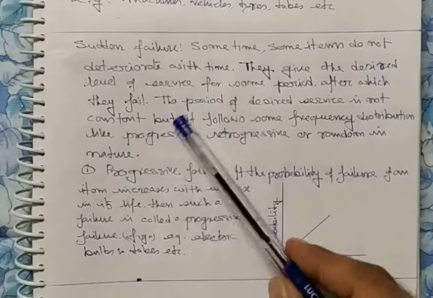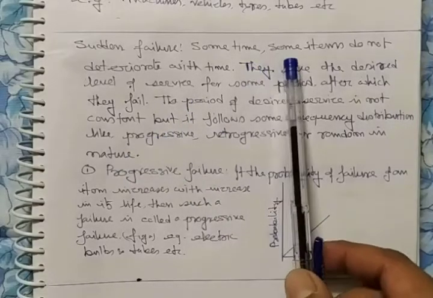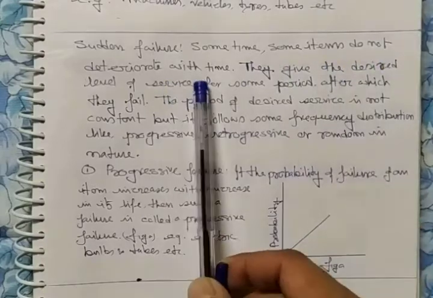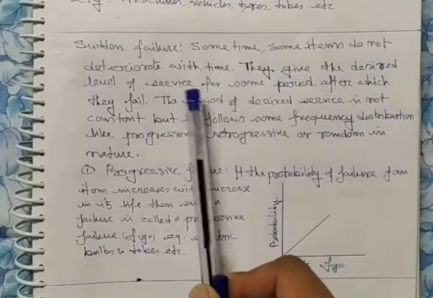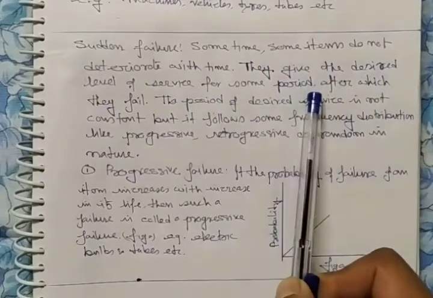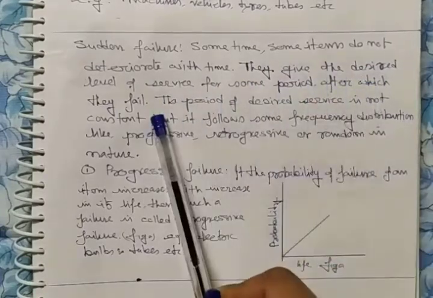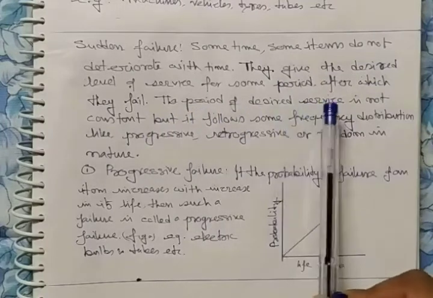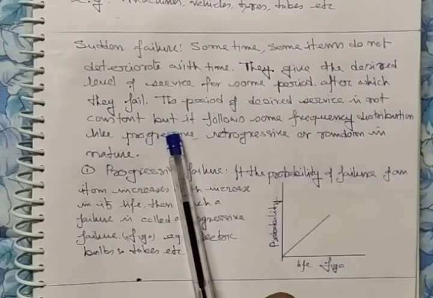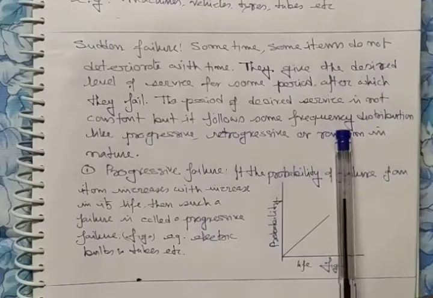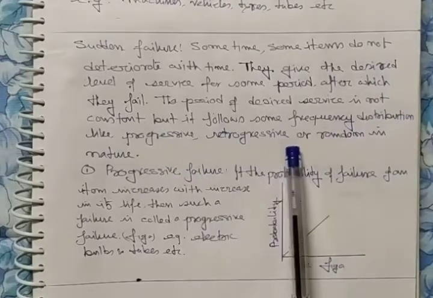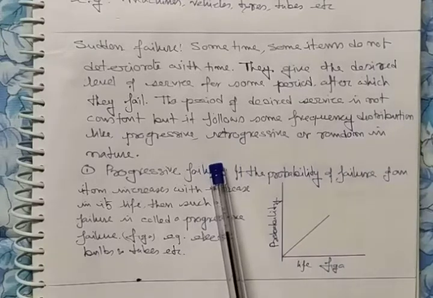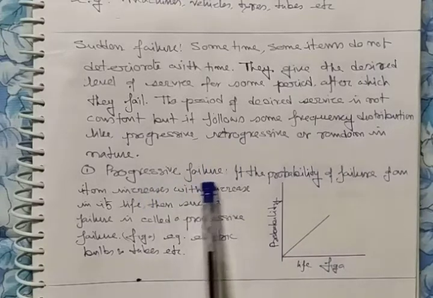Now sudden failure. Sometimes some items do not deteriorate with time. They give the desired level of service for some period of time, after which they fail. The period of desired service is not constant, but it follows some frequency distribution, like progressive, retrogressive, or random in nature. So let's talk about progressive failure.